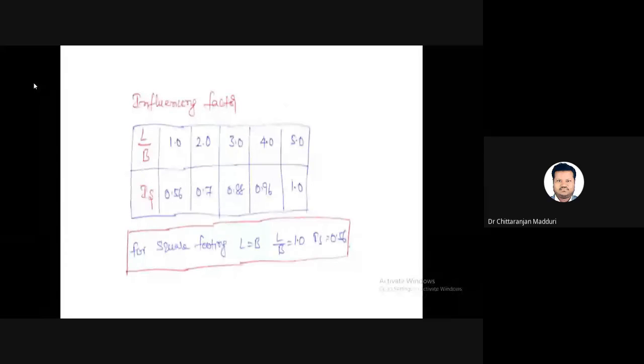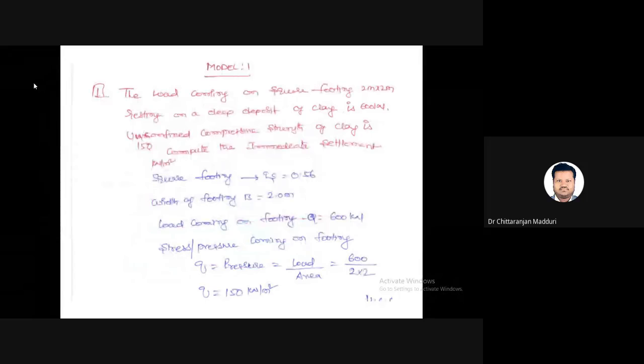So model one. The load coming on a square footing, 2 meters by 2 meters, resting on a deep deposit of clay is 600 kilonewtons. The unconfined compressive strength of clay is 150 kilonewtons per meter square. Compute the immediate settlement.